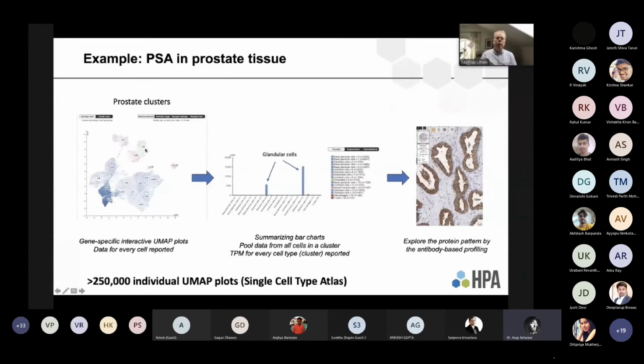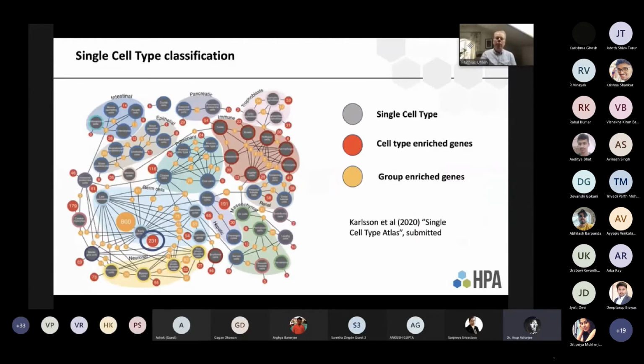You can then get these kind of clusters. This is the prostate, and every point here is a single cell, and then it says how much in these cells is the PSA expressed, and you can see there are two clusters and they happen to be glandular cells. And then you can actually go in and look at this with the antibody in the protein atlas. And all of this data is available in the Human Protein Atlas.